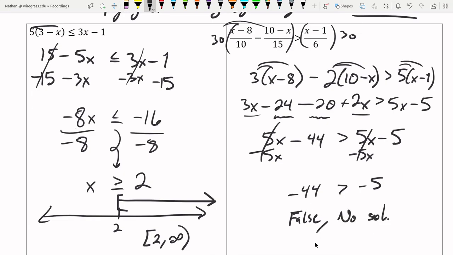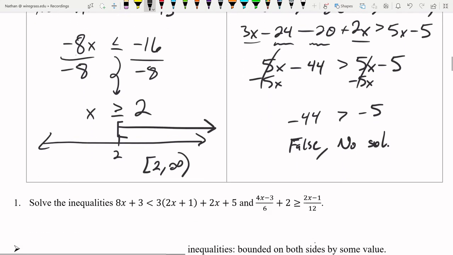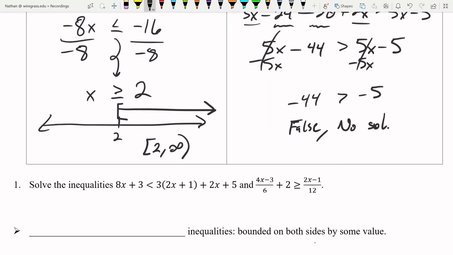So just like in linear equations, you can get false statements or true statements to get no solution or infinite solutions. So again, we can have conditional inequalities that you can solve, and inconsistent or contradictory inequalities and that kind of stuff. Give it a try in number 1.